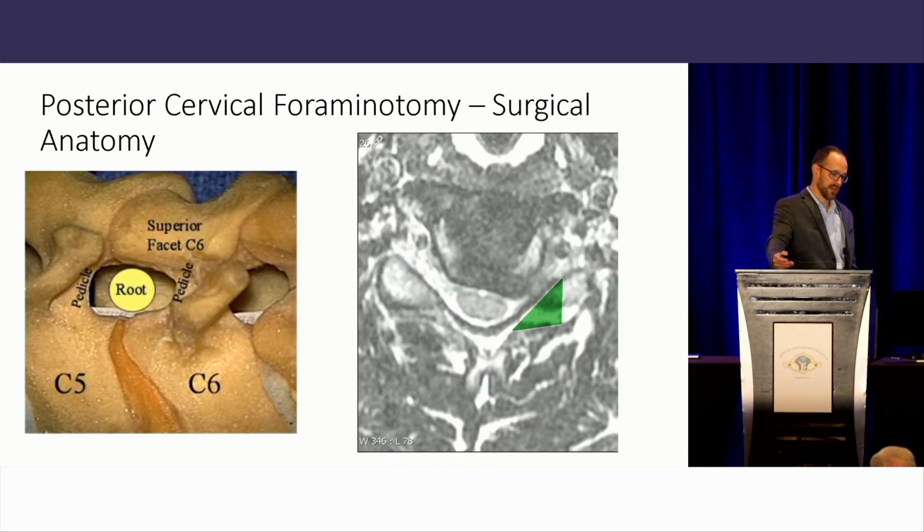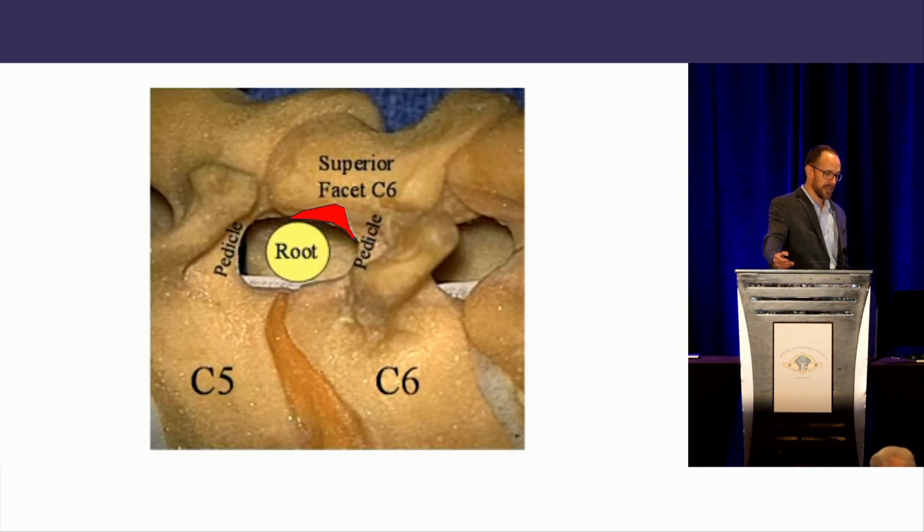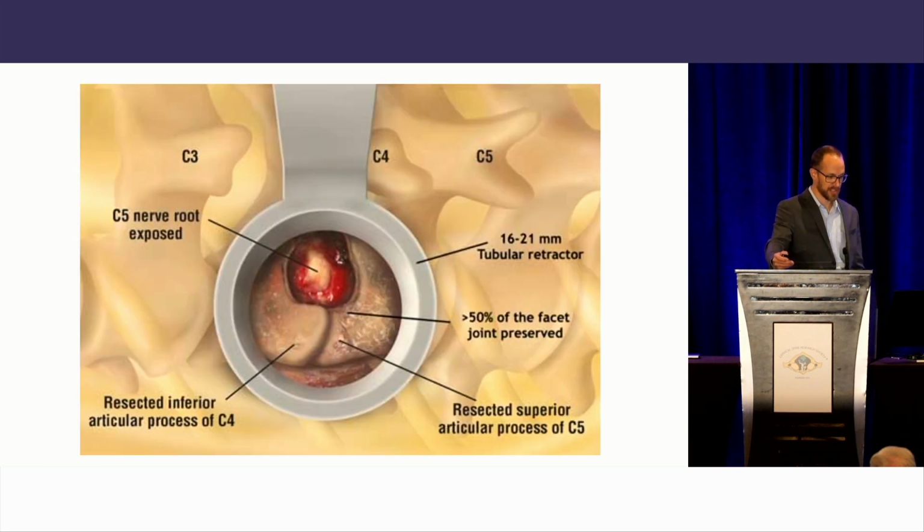This green triangle here is an idea of the resection that you are creating. This model is a little bit misleading because it's rolled up about 45 degrees, but this is the bone you're removing that creates decompression of the nerve root.